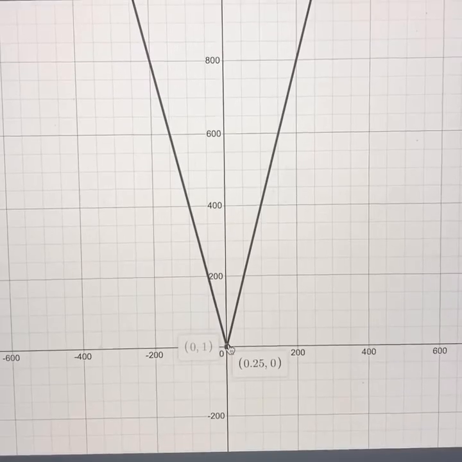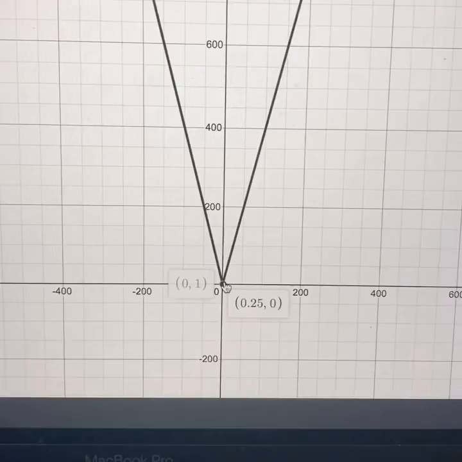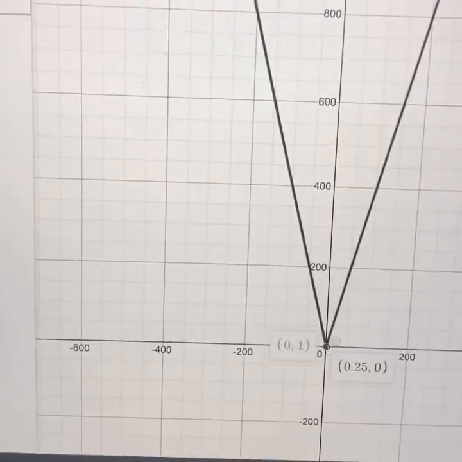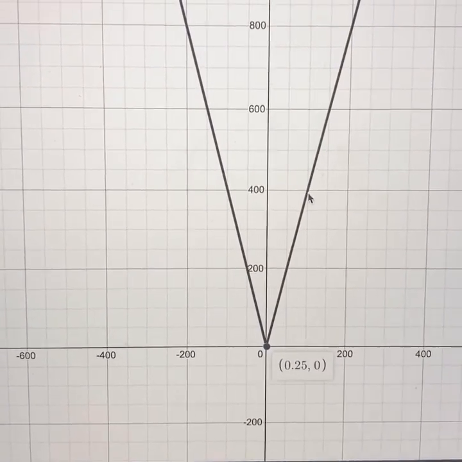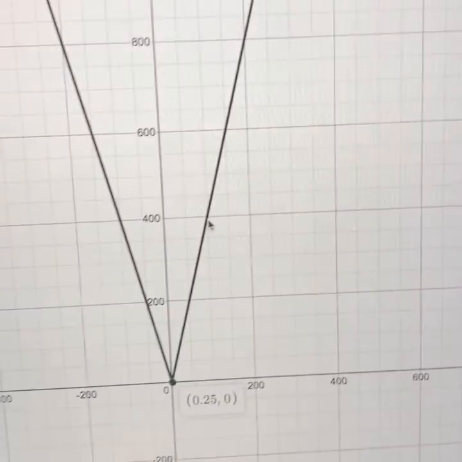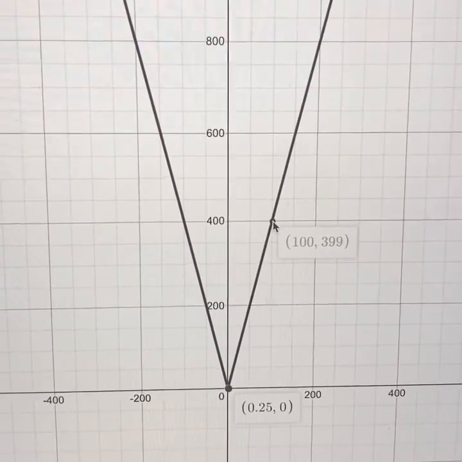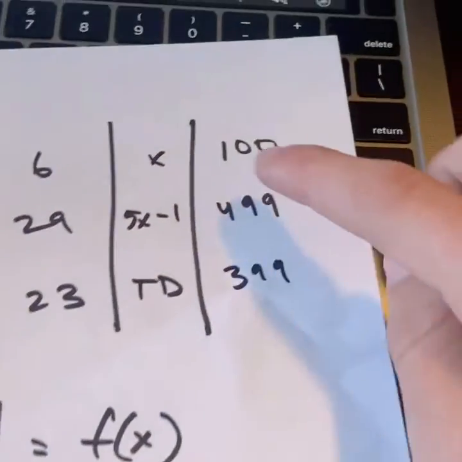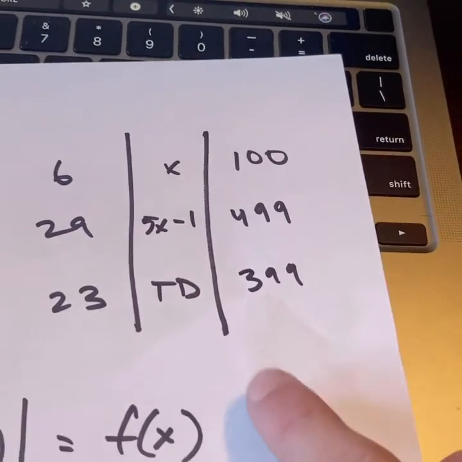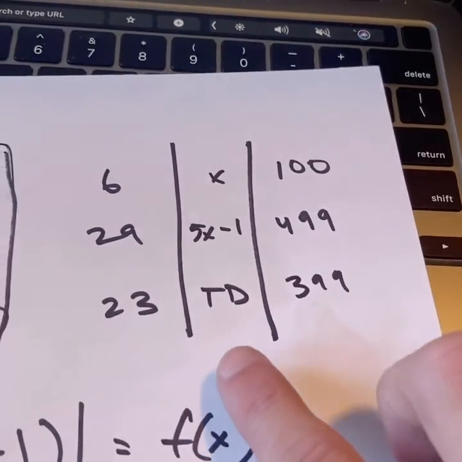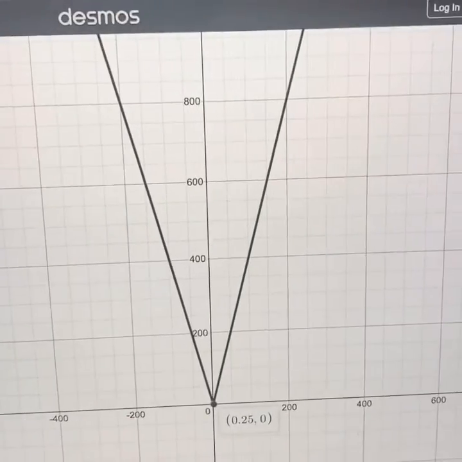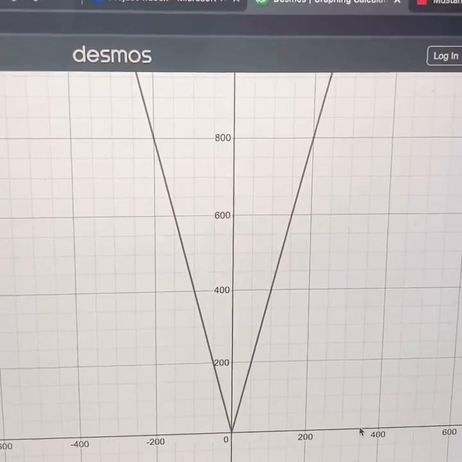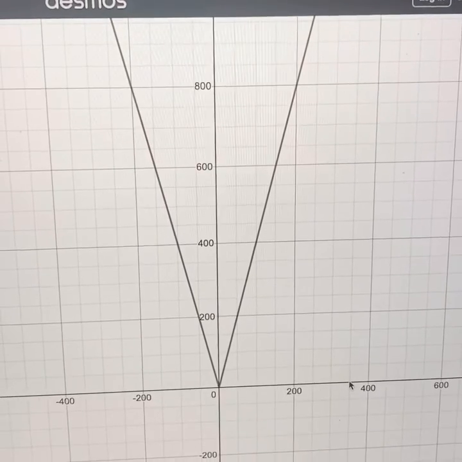the temperature difference. Number 5, this is the graph. It has an x-intercept of 0.25 and a y-intercept of 1. As you can see, it is an absolute value graph, so all numbers are positive. There's the graph right there. Right here you can see 100, 399. So on this, here is 100, which is x, and then the function of temperature difference, which is also equal to y, is 399. So the x-axis is temperature 1, and then the y-axis is the temperature difference.